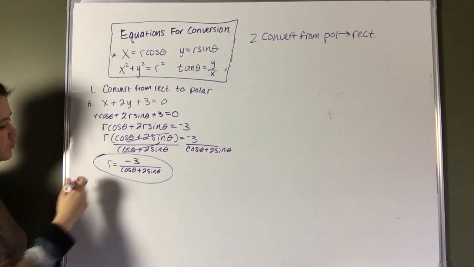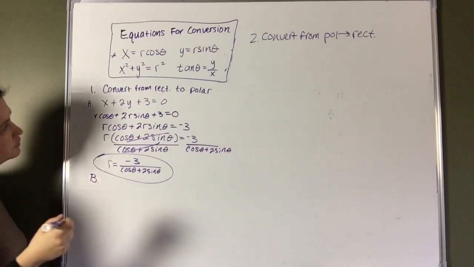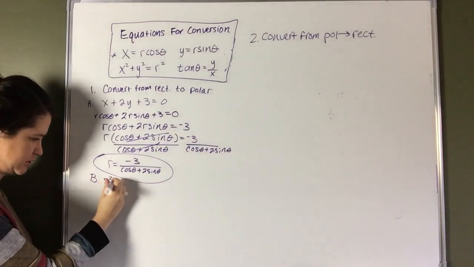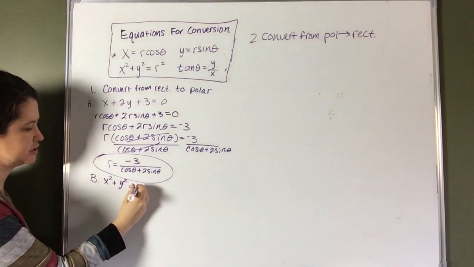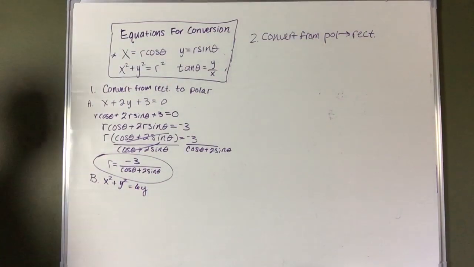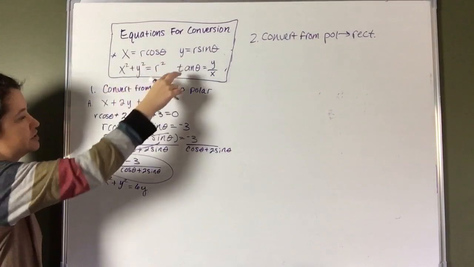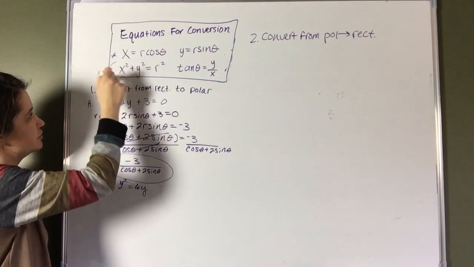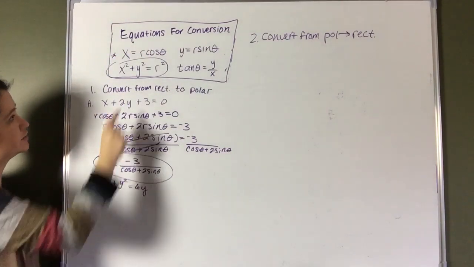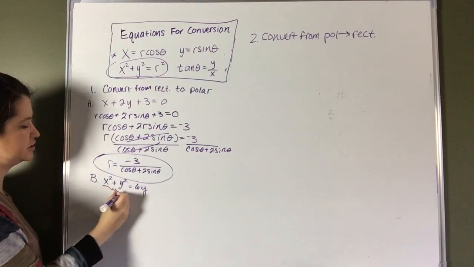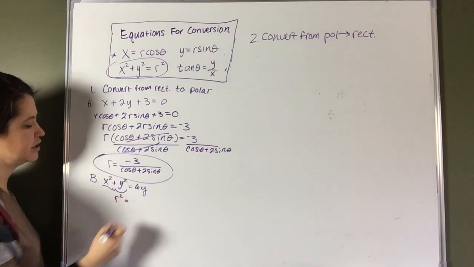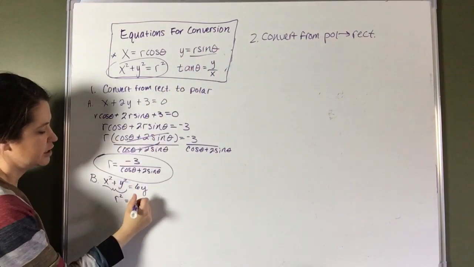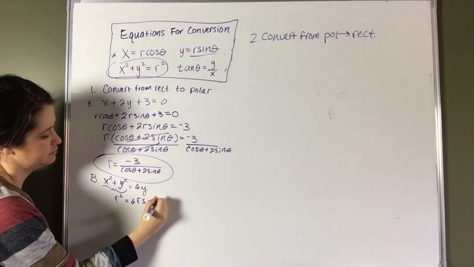Alrighty, for part B, we are going to look at x squared plus y squared equals 6y. We could do the same thing and just replace the x's with r cosine and the y's with r sine, but there's an easier way if we remember this formula as well. So x squared plus y squared is equal to r squared, so we can make that substitution immediately, just make this r squared. And then over here we have a y still, we need to get rid of the y, so we'll use this formula. So y becomes r sine theta.